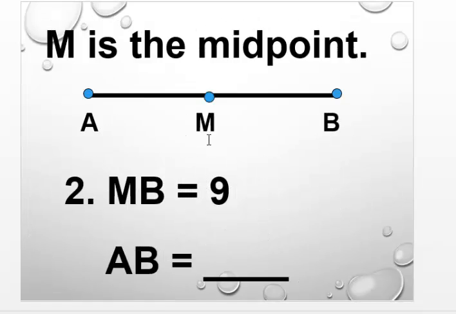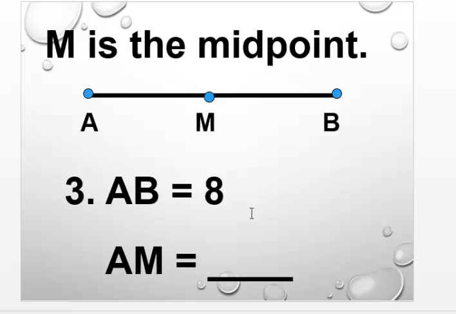So in these examples, I have M being the midpoint. Let's go ahead and solve these problems. If I tell you that MB is 9, and this is the middle of it, this also has to be 9, so the entire length has to be 18. In my next example, they tell me that the whole length is 8. So I'm supposed to figure this part out. Well, I know these two are equal, so that means if I divide 8 in equal parts, they'd both be 4.